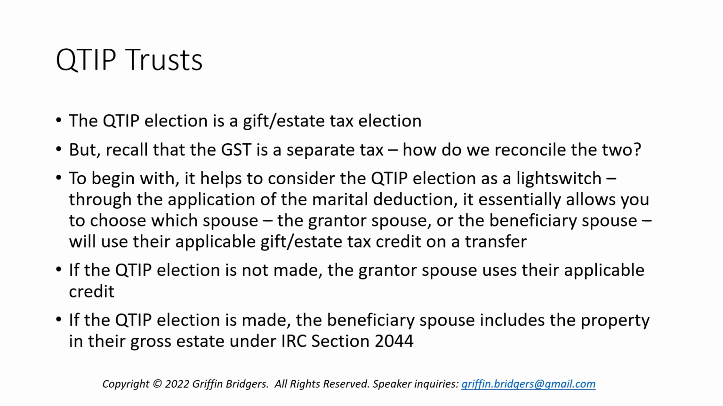But this discussion on GST tax really assumes that you have knowledge of the gift and estate taxes. So it's important to have context there, especially around this idea of a QTIP trust. I can't explain this concept fully, but a QTIP trust is one where you can make a QTIP election to take a marital deduction for gift or estate tax purposes. But recall that the GST tax operates in parallel to the gift and estate tax, but they're separate taxes. So how do we reconcile the two?